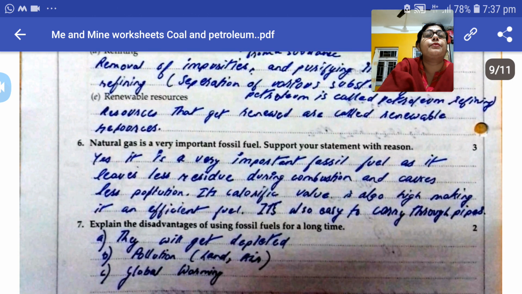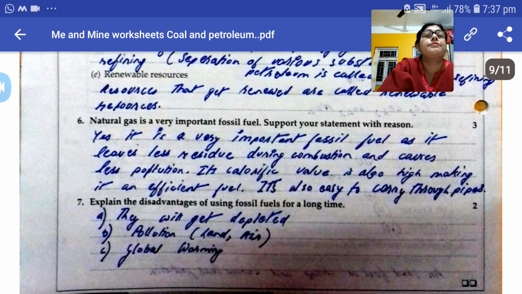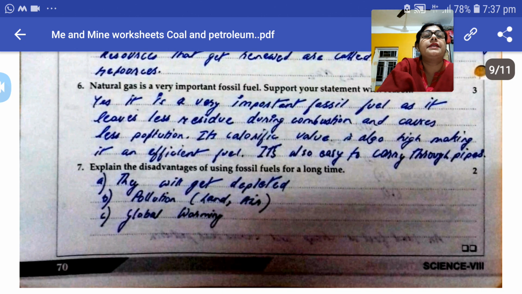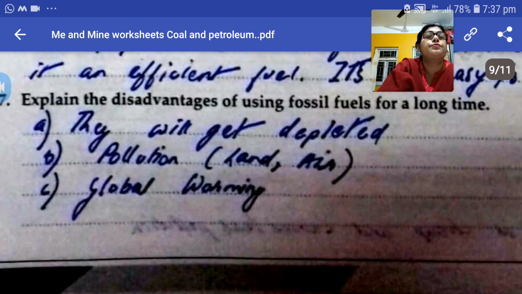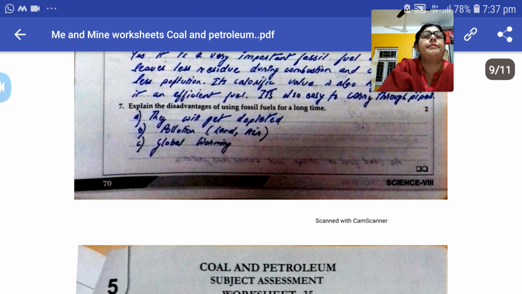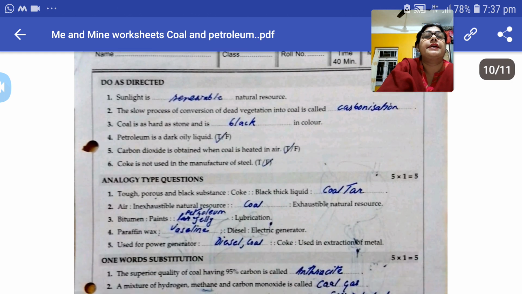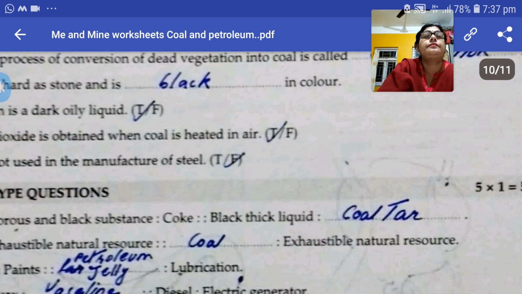Natural gas is a very important fossil fuel. You have to give reason for your answer why it is a very important fossil fuel. That means you have to write the advantages first. Okay. Then explain the disadvantages of using fossil fuels for a long time. They will get depleted. Obviously they will get depleted. Then leads to pollution and also global warming. Okay. So next one you see.